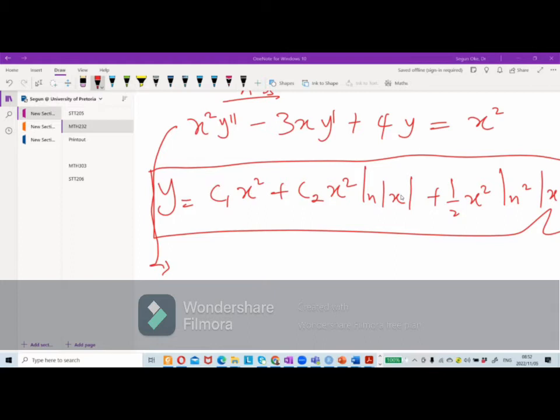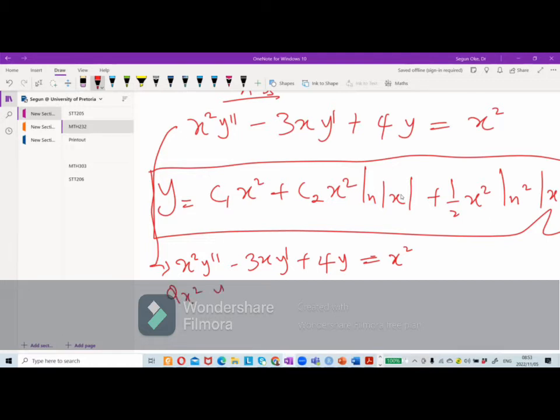So let's solve this. Thank you for those that have responded, but for those of us that are nowhere to be found, thank you too. You have x squared y prime prime minus 3x y prime plus 4y equals x squared. The first thing is, what is the general form for this? a x squared y prime prime plus b x y prime plus c y equals g of x.